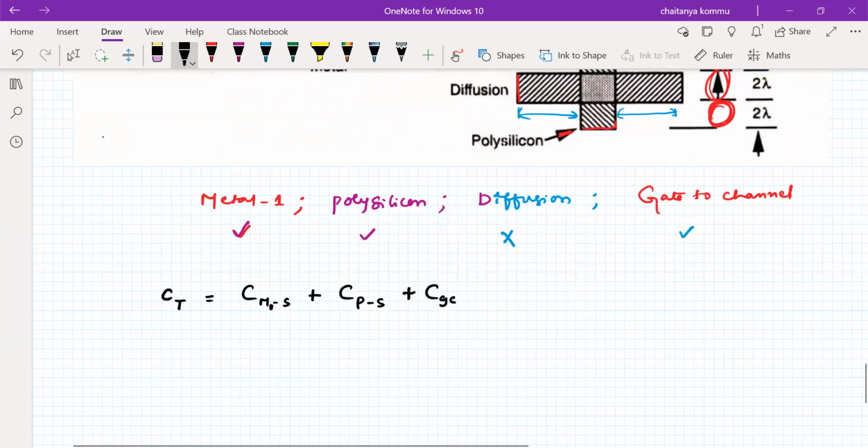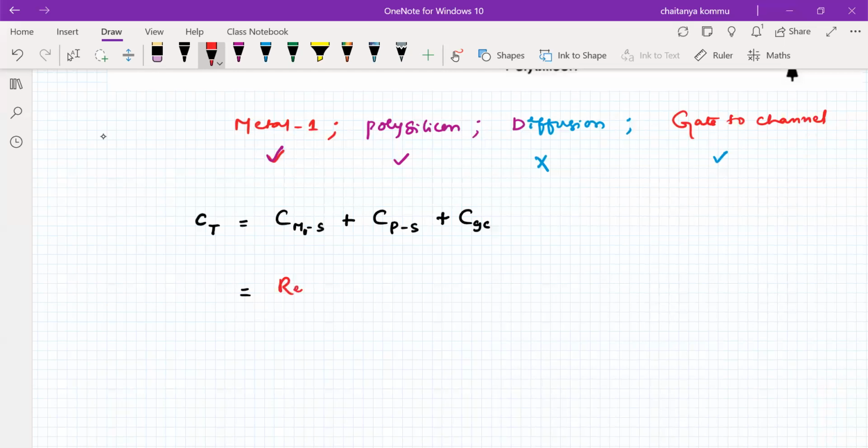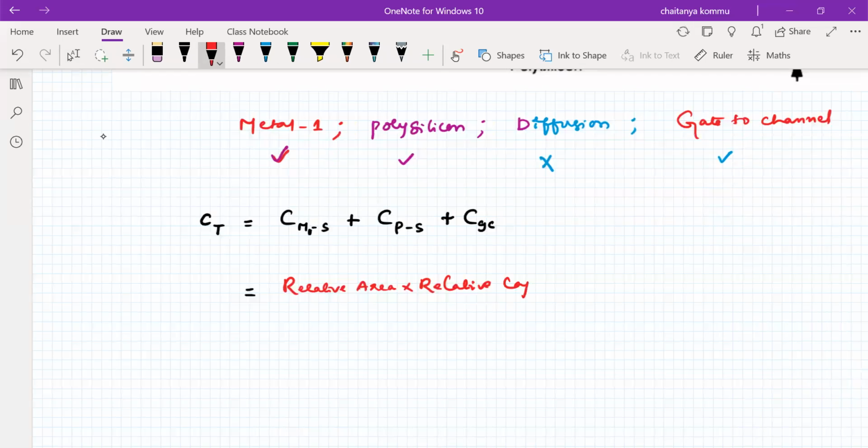So as we know, how do we calculate the CMS? How do you calculate? Relative area is multiplied with relative capacitance. So assume 5 micron technology, let us consider.